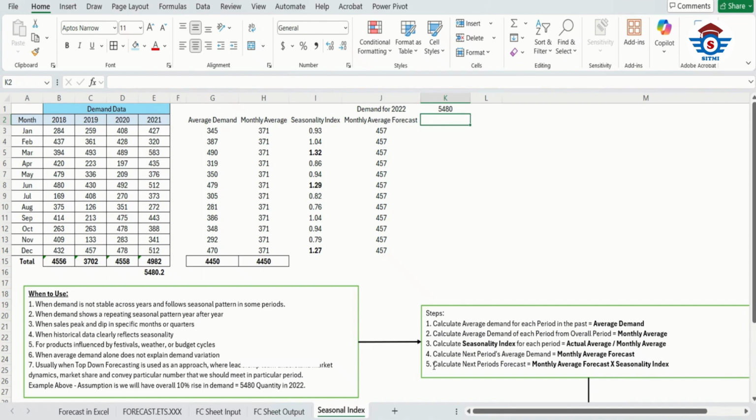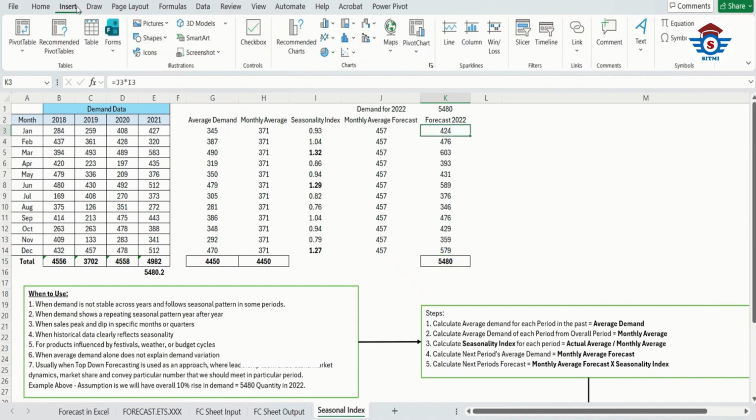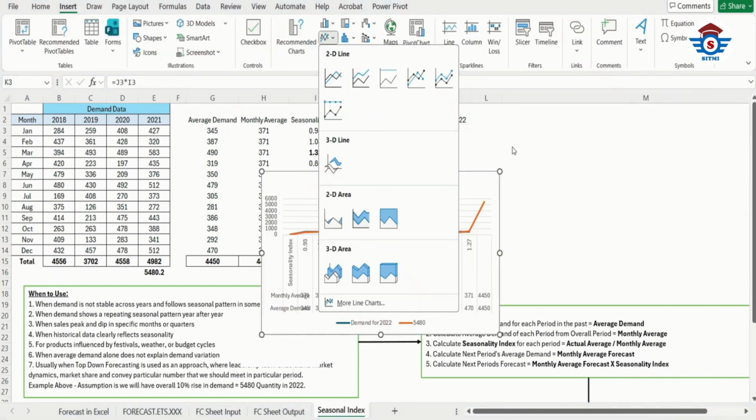Now we will go ahead and calculate the next step, that is step 5. It talks about calculating next period's forecast. So I will put forecast 2022, and my forecast values will be monthly average forecast times seasonality index. What this tells me is my month on month forecast will be in this particular range and my final answer is 5,480. Now what is happening here, we will simply understand by taking a trend line. So we will select the data and see the trend line.